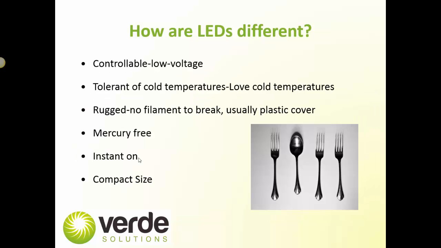Also, they are very tolerant of cold temperatures, which fluorescent actually is not. You'll get less light output for fluorescent bulbs in cold temperatures. So in parking garages and things like that, in the wintertime, it gets darker just naturally. Whereas LEDs are not only tolerant of cold temperatures, but they love cold temperatures. Heat is their biggest enemy.